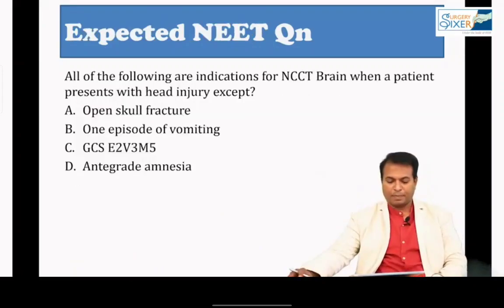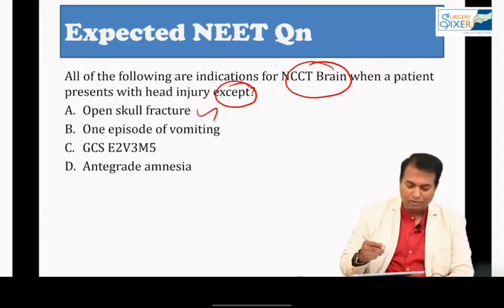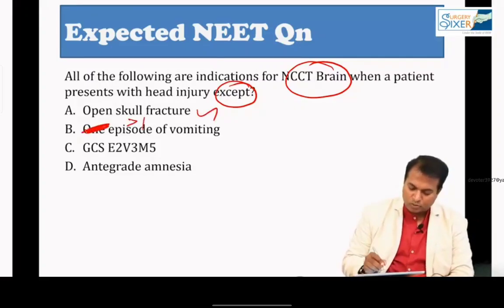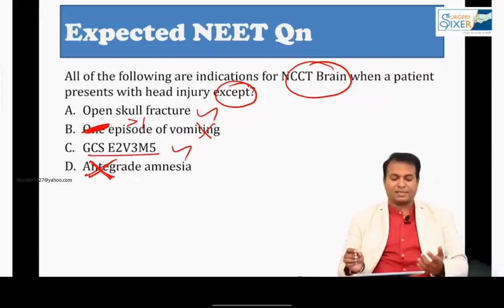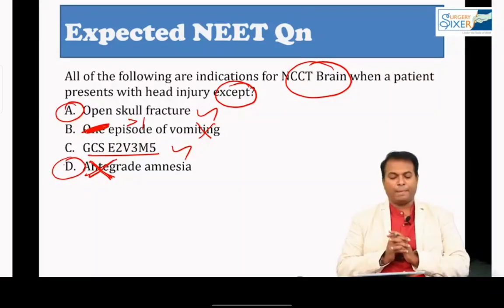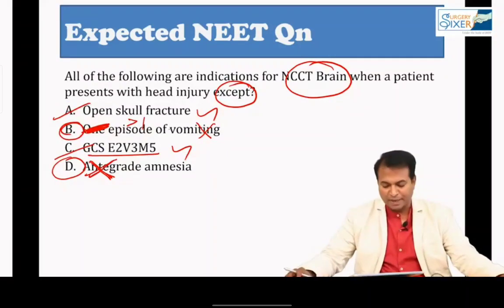Uncus. All of the following are indications of NCCT brain except which of the following? Open skull fracture, yes. One episode of vomiting is wrong. It should be more than 1. So this is wrong. Actually, there is another wrong answer. There will be retrograde amnesia and GCS less than 15. Sorry, A and C are indications for doing, B and D are not indications for doing NCCT brain.